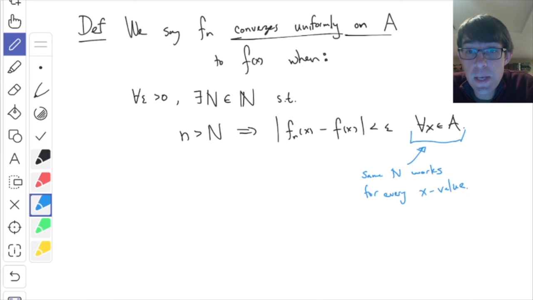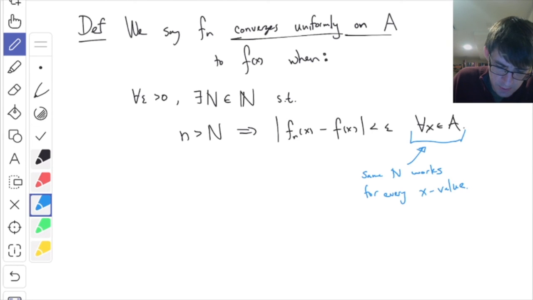So of the examples we've talked about, some of them converge uniformly, some of them do not. Actually, of the ones we've talked about, and we're going to go through some of them in detail, actually none of them converge uniformly. Those convergences were all non-uniform. But I want to do an example which does converge uniformly. Let's try.